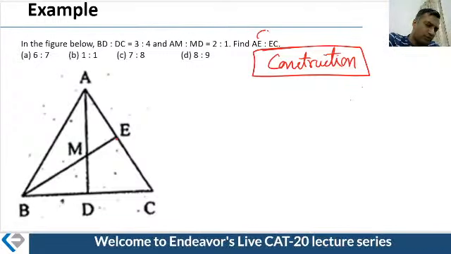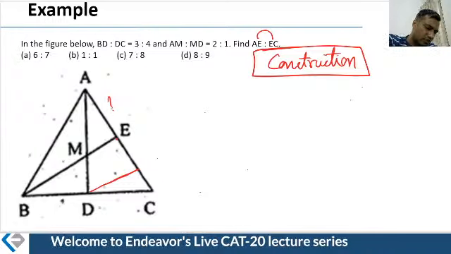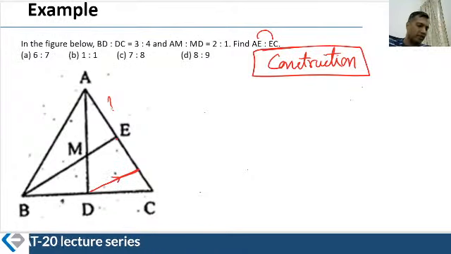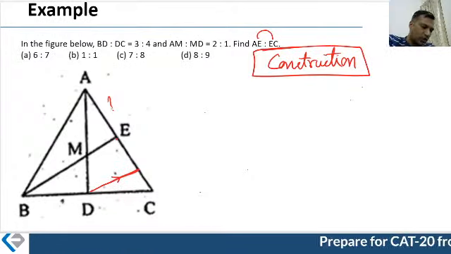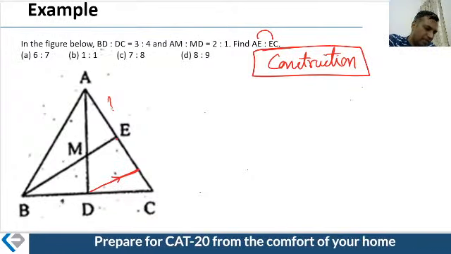It's easier. You have to find out AE is to EC. Therefore, let the construction go on this side, because you're ultimately finding AE is to EC. If you're going that side, why not do a construction towards that particular line? Fine, guys, now this is where the construction is going. Now look at this. BD and DC are in the ratio 3:4.